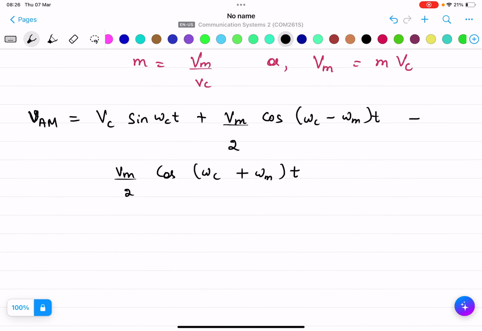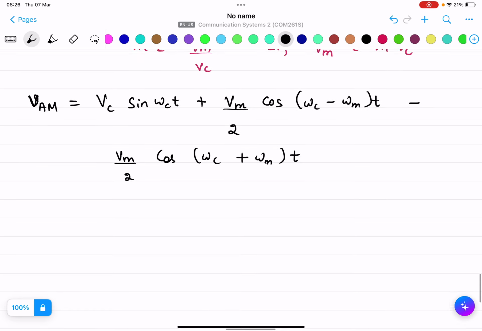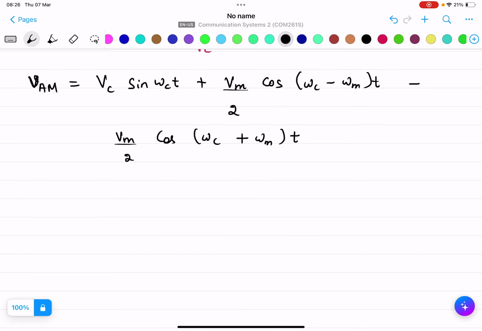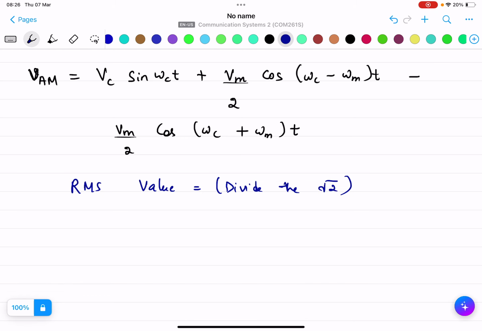Okay, I just use the previous expression, but in place of MVC I have put Vm here, right? Now we all know RMS value equals to Vm by root 2. So when we need to find the power, we need to deal with the RMS value. That means divide the expression by root 2. So what will happen? Can we rewrite this expression?